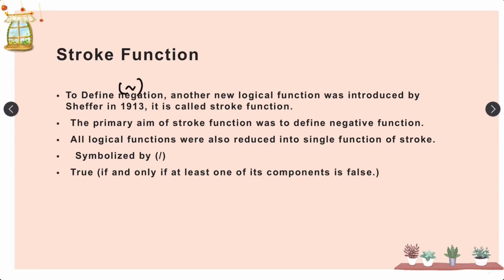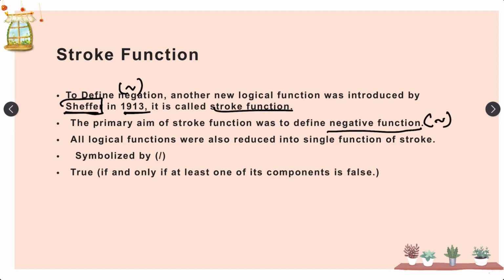Another new logical function was introduced by Sheffer. So this was given by Sheffer in 1930 and it is called the stroke function. The primary aim of the stroke function was to define the negative function. जो आपका negative function है, जो primary aim था वो negation को define करने के लिए था.